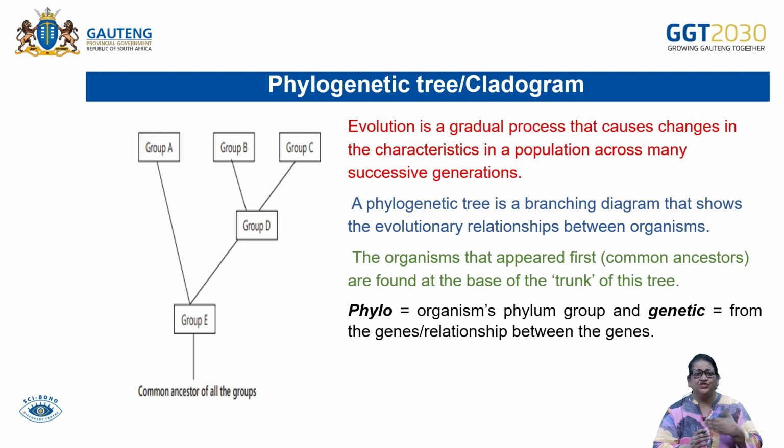So evolution, what is evolution? It's a gradual change in the genetic information of a plant over time. It's a gradual process that causes changes in the characteristics of a population across many, many generations. As we have new generations of plants, little characteristics will change due to what we call genetic changes. Because of the small changes over time, we say there's an evolution of plants.